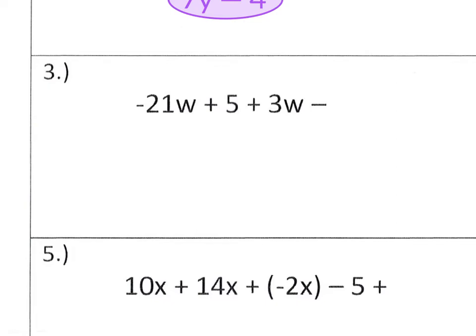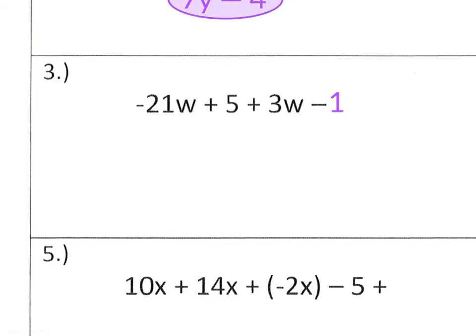Okay, on to number 3 here. So we have negative 21w plus 5 plus 3w, and you'll notice again there's just a minus there. After that minus, I want you to fill in the number 1. Okay, now that you have this whole problem, we're going to look for like terms.